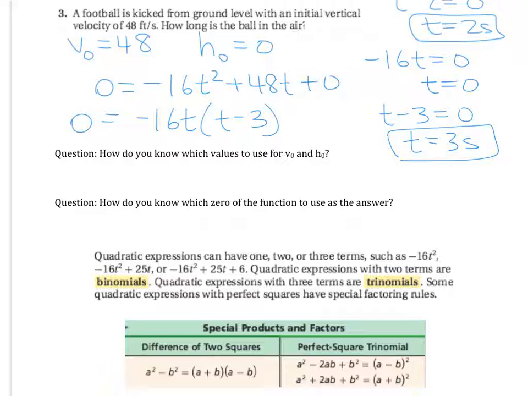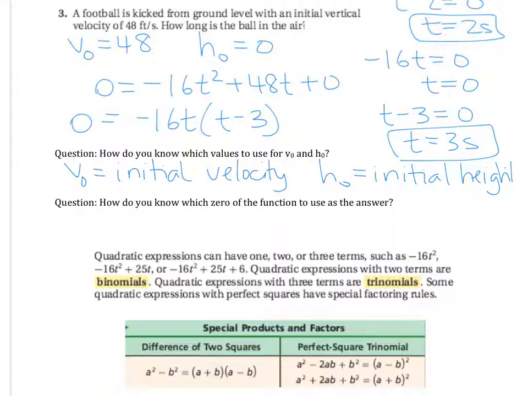How do you know which values to use for v sub 0 and h sub 0? V sub 0 is the initial velocity. H sub 0 is the initial height. How do you know which 0 the function to use is the answer? Because initially t equals 0 is the start. So it's the other answer.